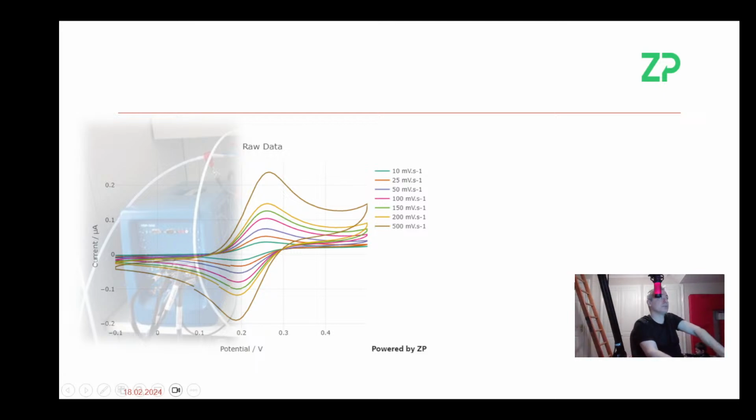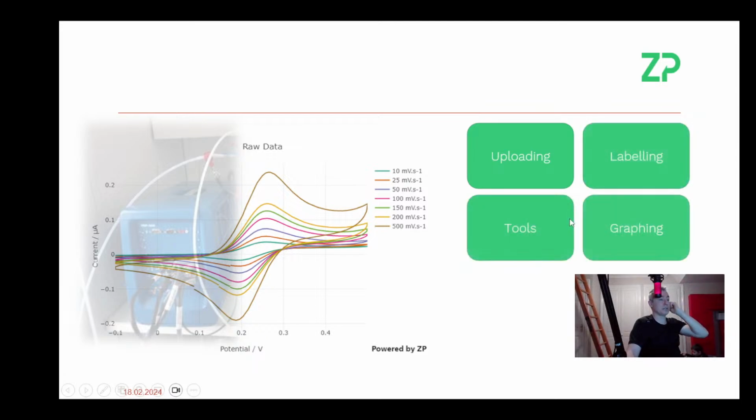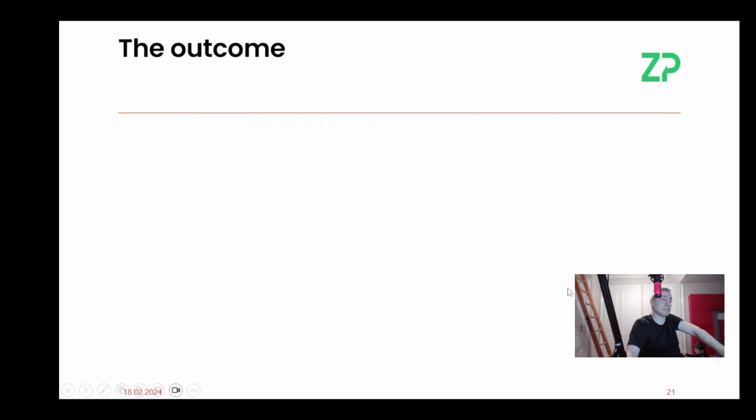The nice thing about Julie is that it's the world's only data management system specifically for electrochemical data. I'll put a link to it in a minute. If you're working with ZP, then all the data we gather in the lab goes up to Julie. Clients really like it because it gives you really good transparency about what's going on, and it saves a lot of time because it's so automated. We upload the data, we label the data, we have tools for manipulating the data, and then we can graph and visualize the data.